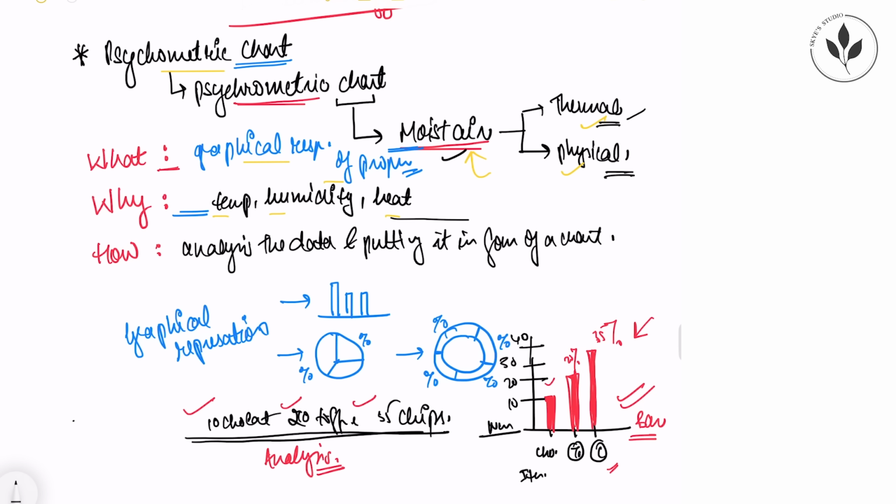So what does the definition of a psychometric chart become? Psychometric chart is a chart which graphically represents the properties of moist air, like its thermal and physical properties, like humidity, temperature and heat, by analyzing the data and putting it in the form of a chart.